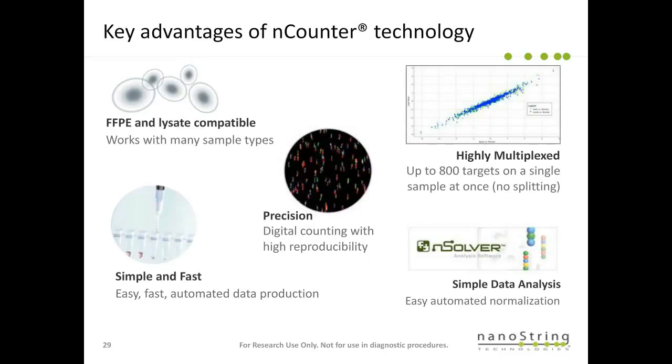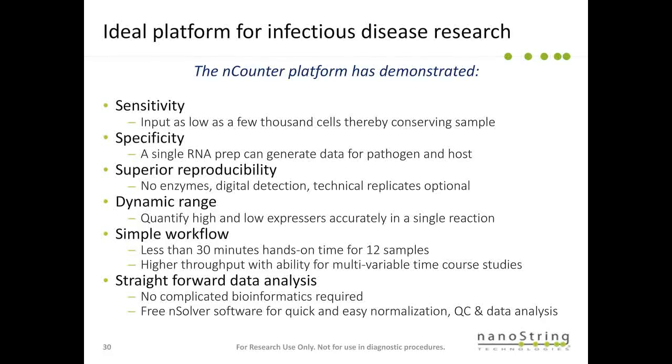Also, the data is very reproducible and precise. Each barcode is a single target, so it's really one-to-one digital counting, and you can assay up to 800 genes at a time. The data analysis is really straightforward; the analysis software basically does it all. So in summary, the high sensitivity, specificity, and reproducibility of the nCounter system really make it a feasible platform for infectious disease research.